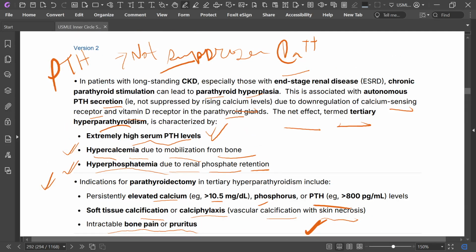Okay, that's all for parathyroid glands. Can you tell me the heart sound, or the sound? It is carotid bruit. Hope you enjoyed.